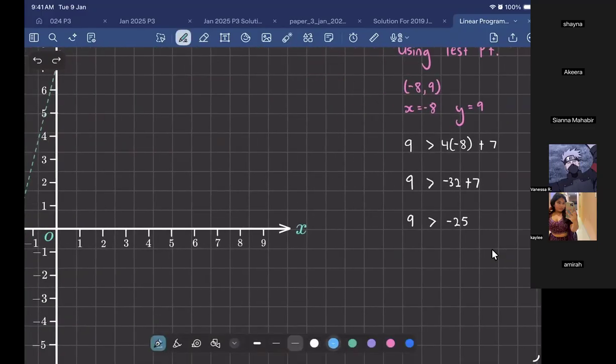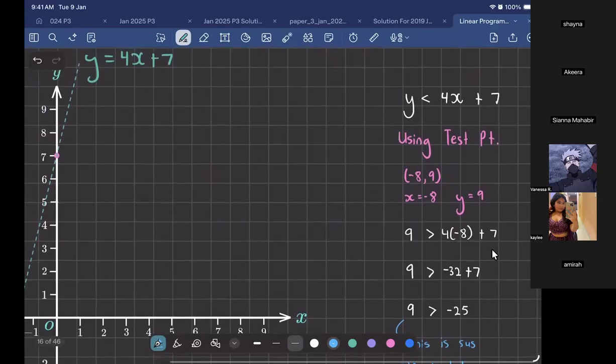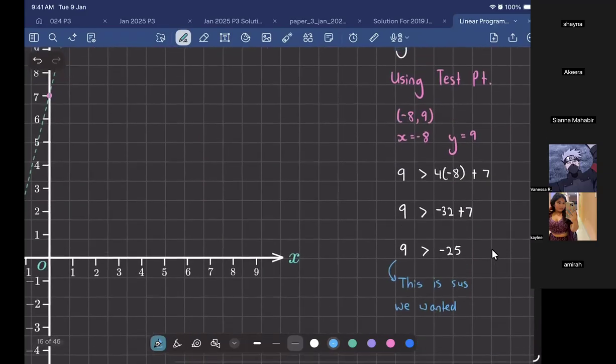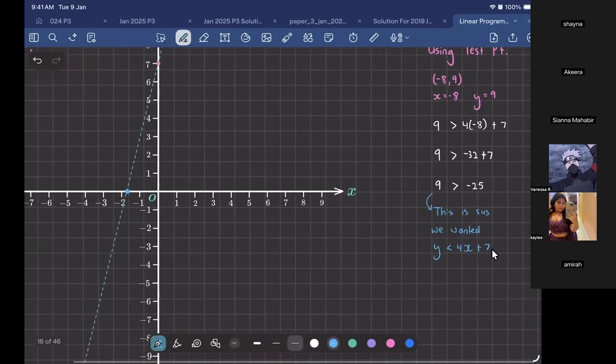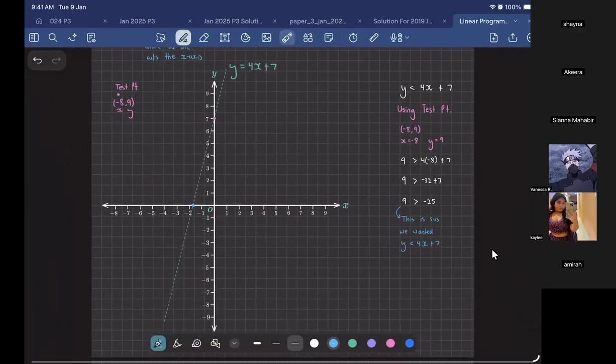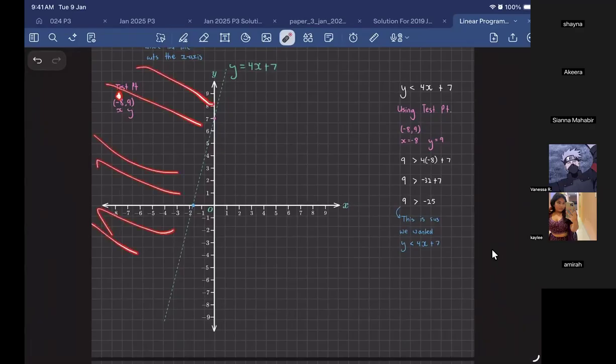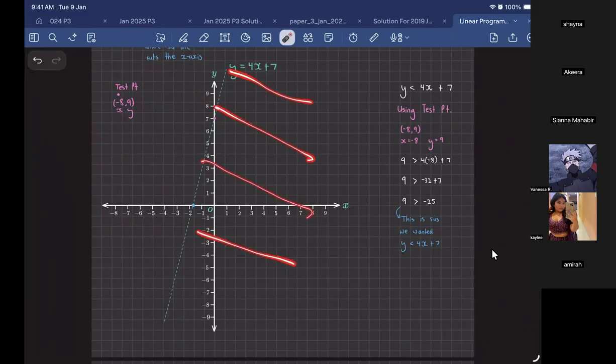So this is sus. We wanted y is less than 4x plus 7. All right. So guys, since we agreed that the test point in this region was invalid, it means that the only feasible region is the other region. So you have to shade this region.